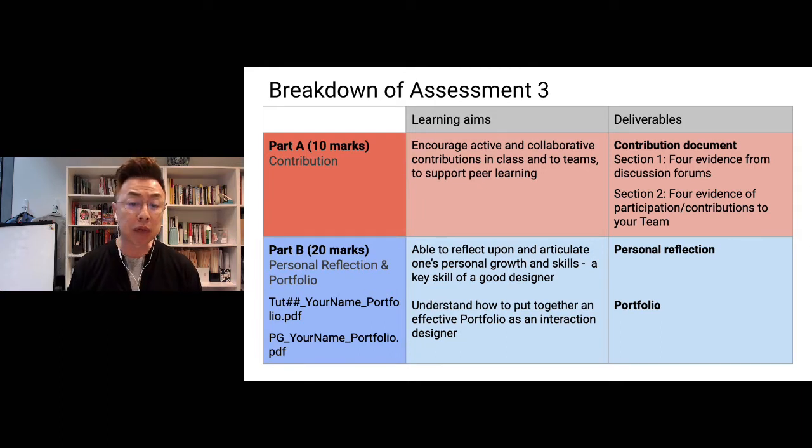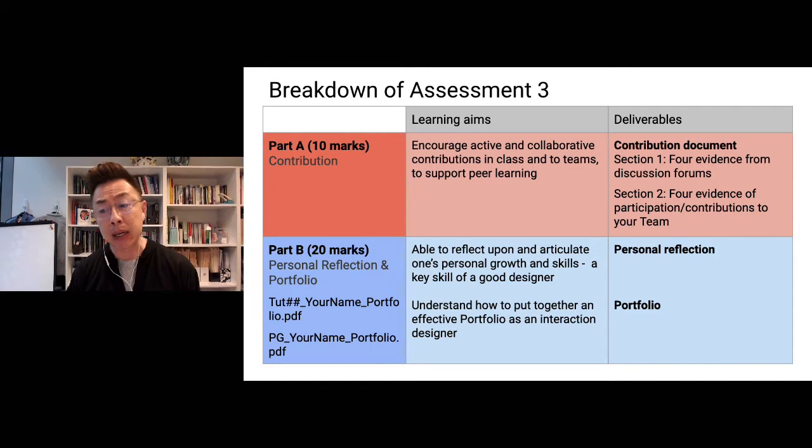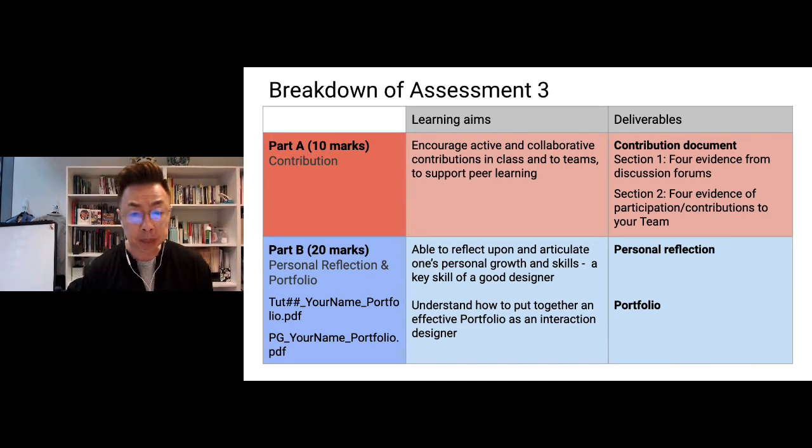The second part, the portfolio: we want you to learn how to put together an effective portfolio as an interaction designer. Part of getting a job as an interaction designer is also delivering a portfolio. A portfolio is a CV, but it's a visual CV, and we can talk about that later in the semester as well. I'm going to talk more about what makes a good and effective portfolio for work.